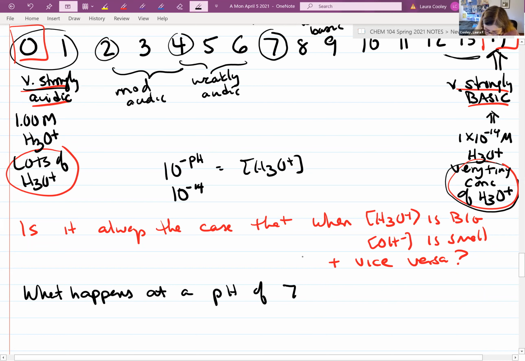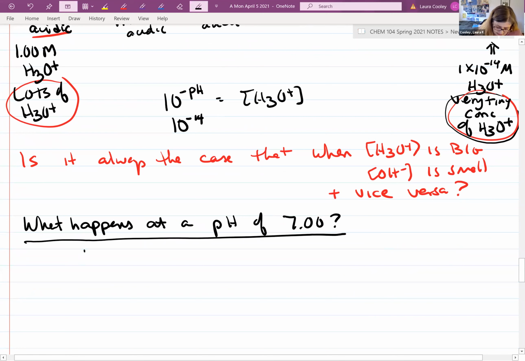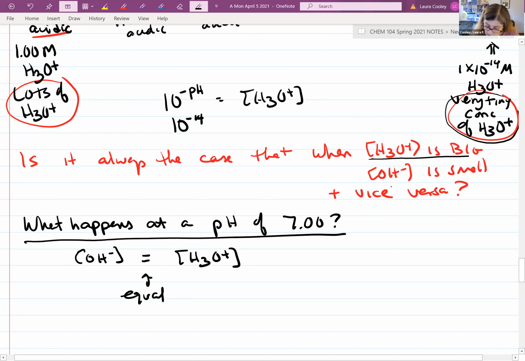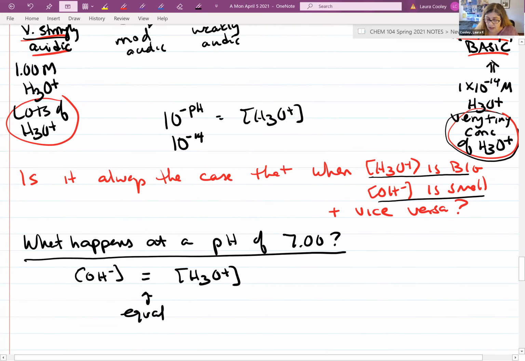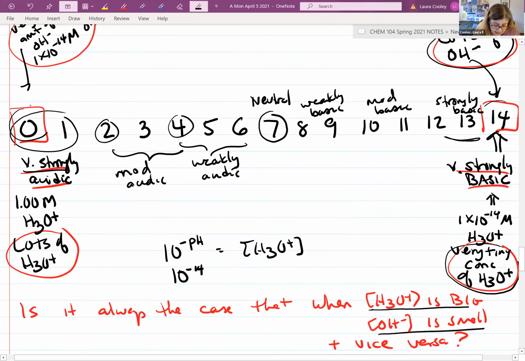And I'm going to tell you what happens. At a pH of 7, the OH minus and H3O plus concentrations are equal. So what's going on here? Why is it that you have a large concentration of H3O plus and a small concentration of OH minus on the ends of the pH scale, and yet in the middle you've got the same concentrations of OH minus and H3O plus?